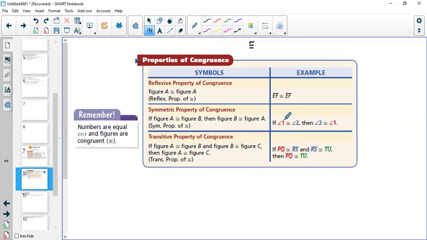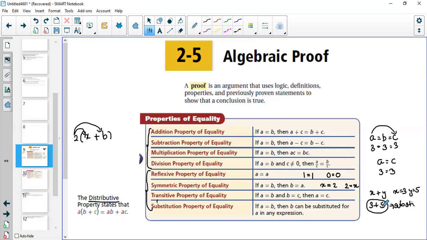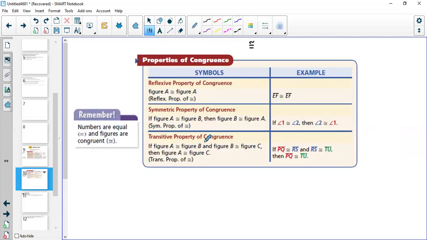Similarly, symmetric property: if angle 1 is congruent to angle 2, then angle 2 is congruent to angle 1. It's the same. What is the transitive property? It's similar to the transitive property of equality we learned. If figure A is congruent to figure B, and figure B is congruent to figure C, then figure A is of course congruent to figure C. Just like the example I explained with the equal sign, here they're talking about figures. That's about the transitive property of congruence.